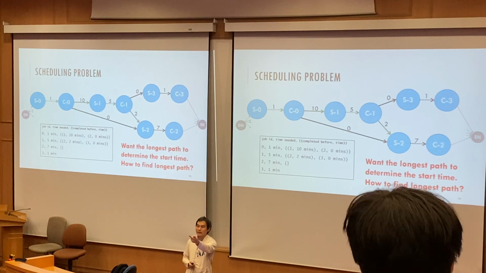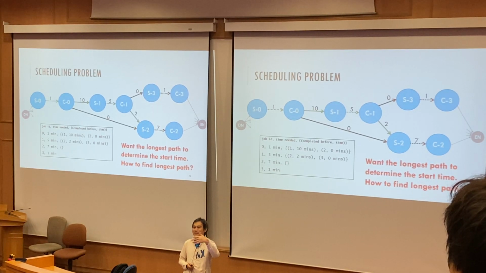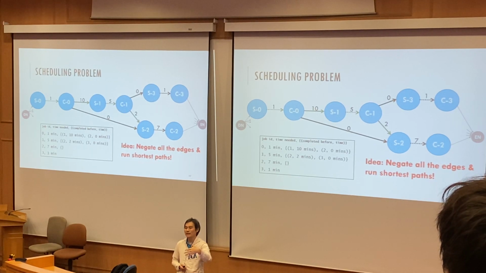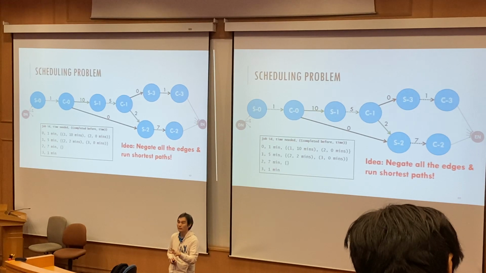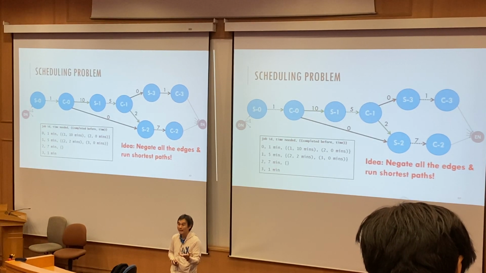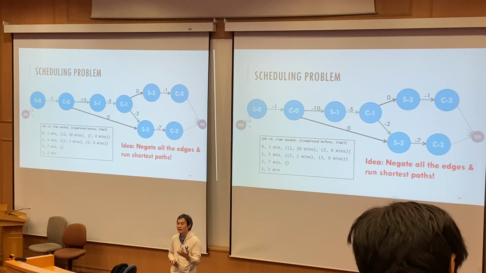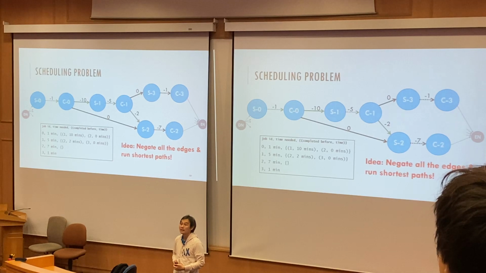What are the two techniques we learned to find longest path? The simplest one is you negate all the edges, and then we run the shortest path algorithm. In this case, we have negative edges and we're not sure what it is. It might be a DAG, it may not be a DAG. So if we negate all the edges, what algorithm can we run?